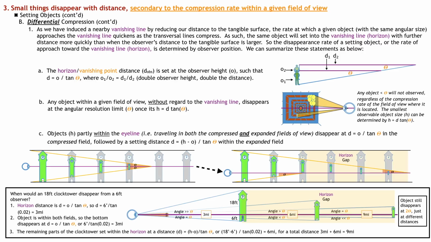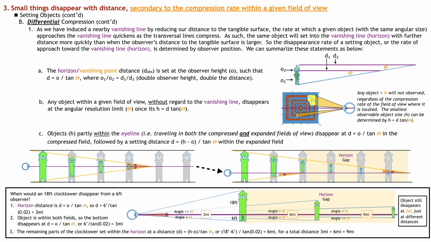So as such, the same object will set into the vanishing line or horizon at a shorter distance, more quickly, than when the observer's distance to the tangible surface is larger. Meaning, if I were to stand up, it would take a lot further distance for that object to set. So the disappearance rate of a setting object, or the rate of approach toward the vanishing line or horizon, is determined by observer position. And we can summarize that statement below with some formulas.